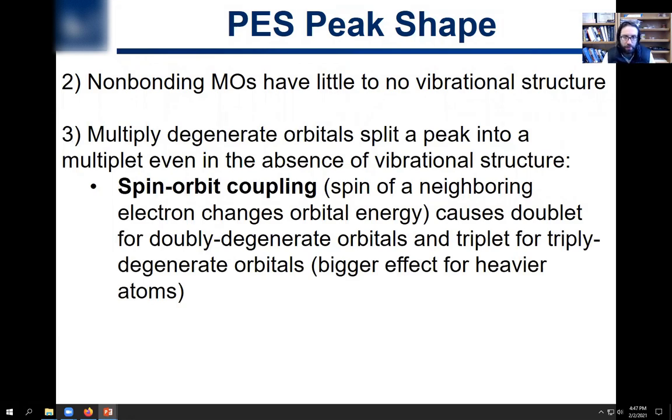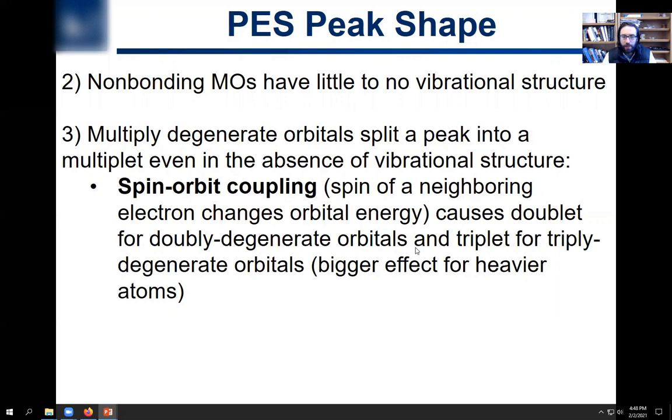One is something called spin-orbit coupling. Maybe you've gone over this in your PChem class, but spin-orbit coupling, very qualitatively, is this idea that the spin of a neighboring electron can change the orbital energy. It actually splits it. Basically, the electrons in neighboring orbitals, okay, are interacting with one another. It has to do with electron-electron repulsion, okay? And this can cause doublets. So it's like, you have a px and a py, electron in each of those can do spin-orbit coupling. This effect turns out to make a doublet for doubly degenerate orbitals and a triplet for triply degenerate orbitals.